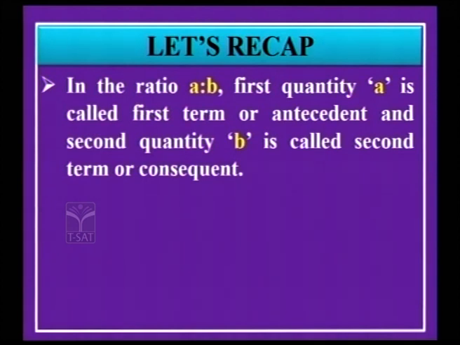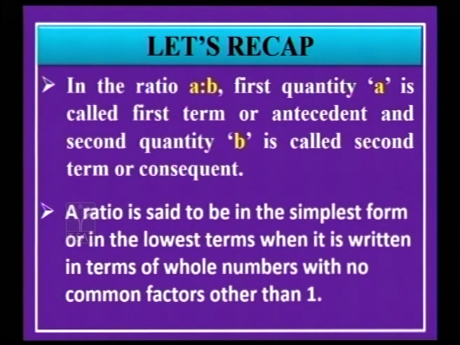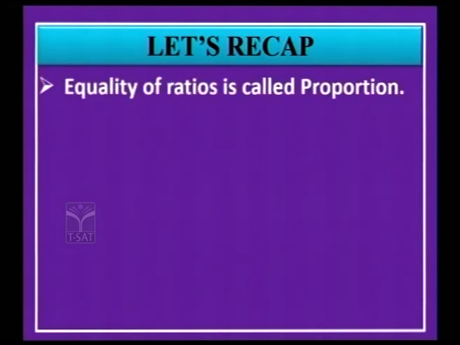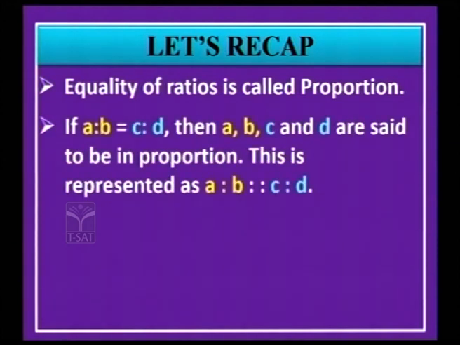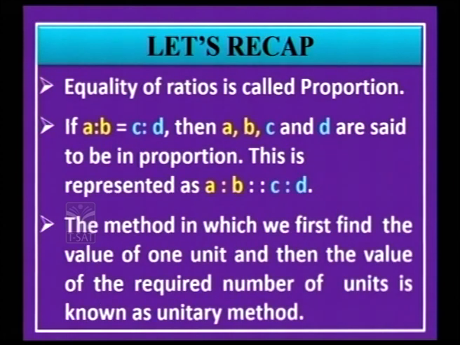the second term or consequent. A ratio is said to be in the simplest form or in the lowest terms when it is written in terms of whole numbers with no common factor other than 1. Equality of ratios is called proportion. If A is to B is equal to C is to D, then A, B, C and D are said to be in proportion and is represented as shown on your screen. The method in which we first find the value of one unit and then the value of the required number of units is known as the unitary method.